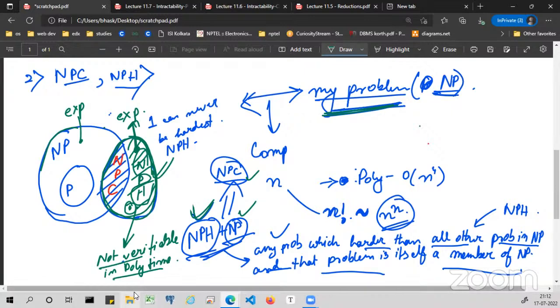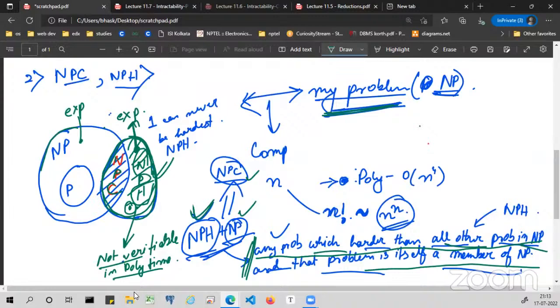Correct. Let's say I have some parts of it which are verifiable in polynomial time, and along with that, they are as hard as any other problem. That's what I have written over here. Any problem which is harder than all other problems in NP is the property of NP hard, right? This definition is borrowed from NP hard. But along with that, that problem is itself a member of NP, which means it has a verification algorithm which is polynomial. So that is NP hard and NP complete.